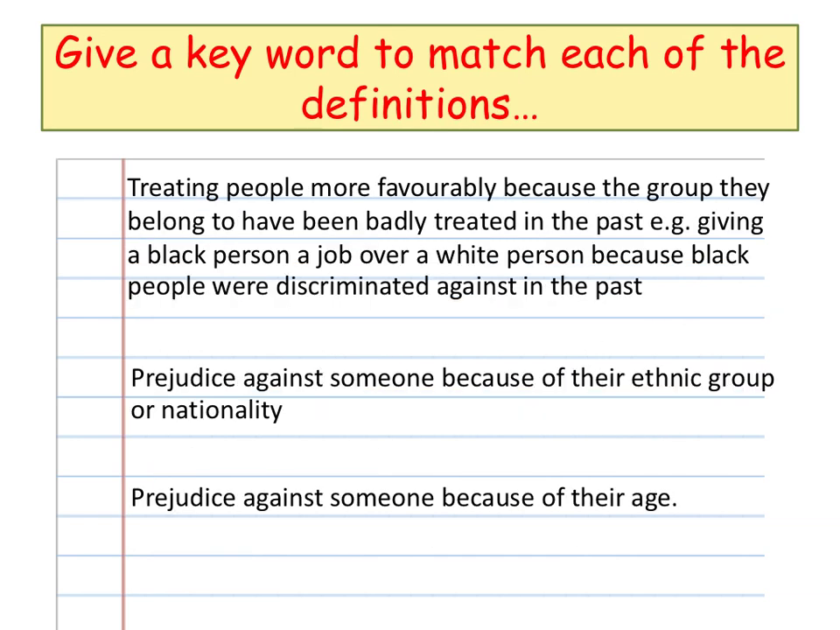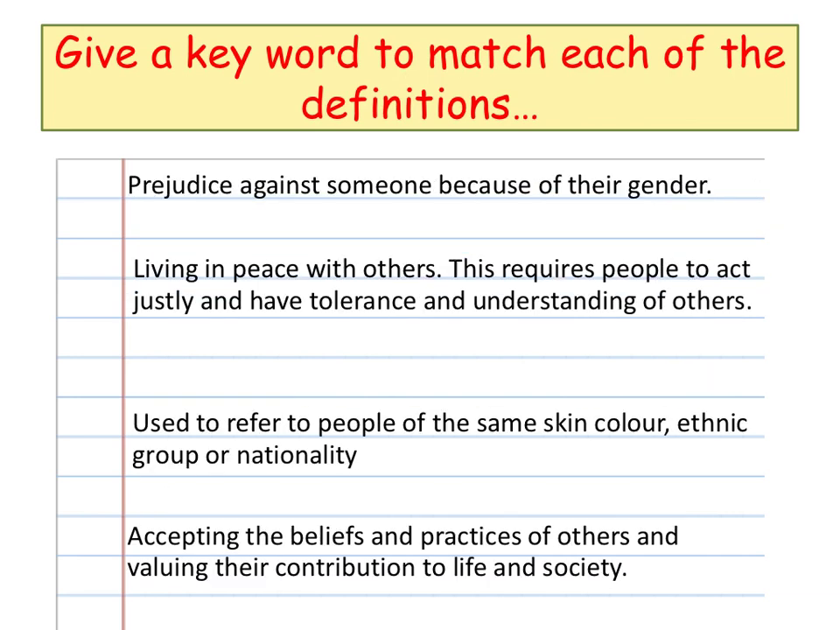Number 5, treating people more favourably because the group they belong to have been badly treated in the past. For example, giving a black person a job over a white person because black people were discriminated against in the past. Number 6, prejudice against someone because of their ethnic group or nationality. Number 7, prejudice against someone because of their age. Number 8, prejudice against someone because of their gender.